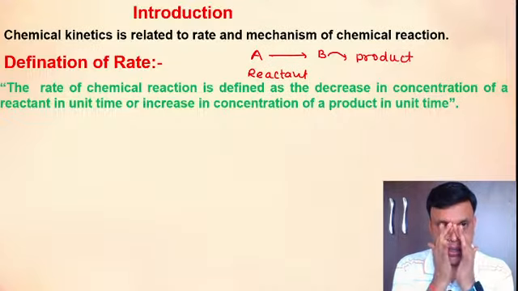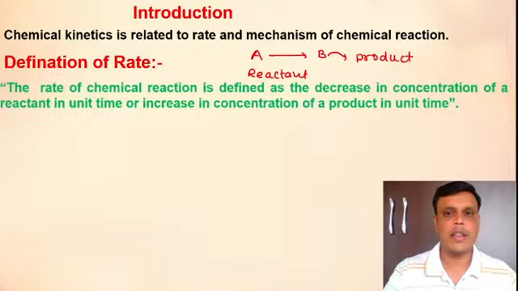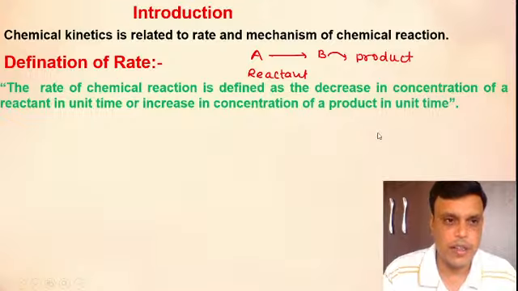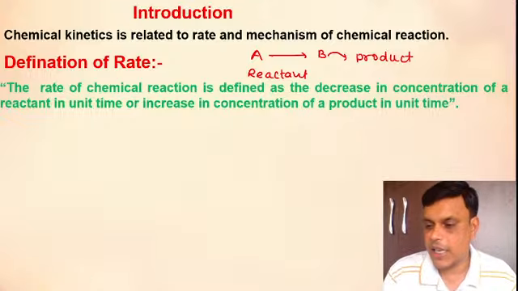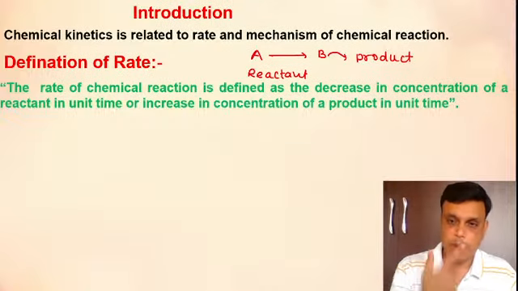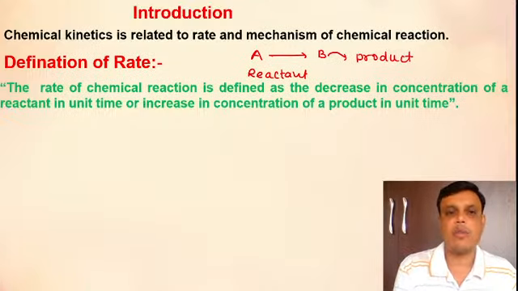So the definition of rate is the decrease in concentration of a reactant in unit time, or the increase in concentration of a product in unit time. Write down this definition. The rate of a chemical reaction is defined as the decrease in concentration of a reactant in unit time or the increase in concentration of a product. The concentration of the product is increasing and the concentration of the reactant is decreasing. Okay? So this is the definition of rate.